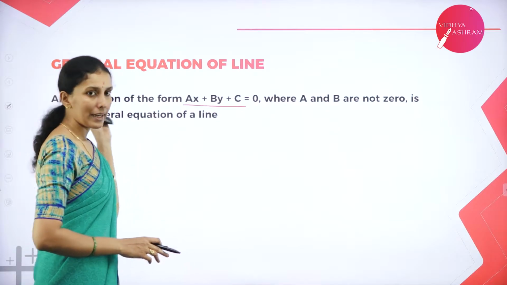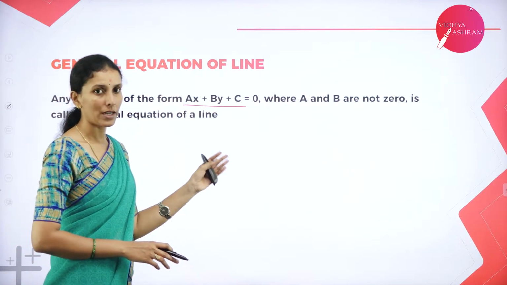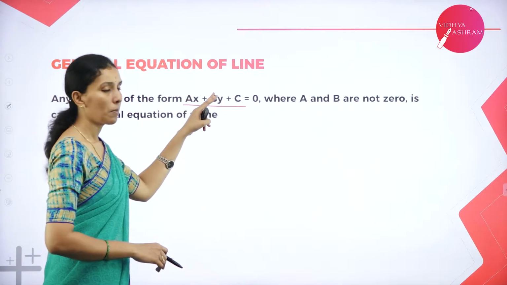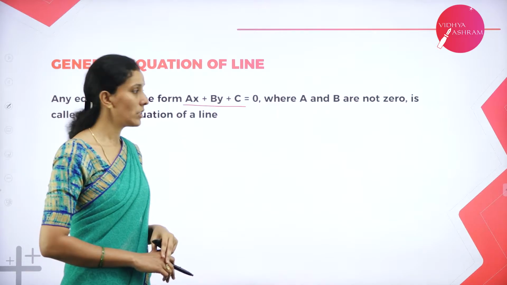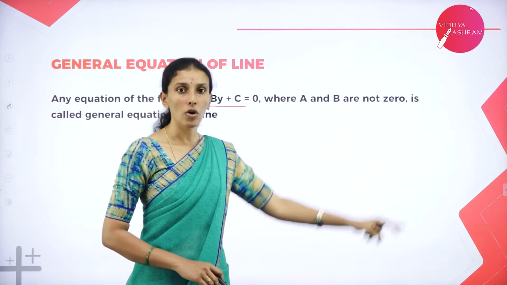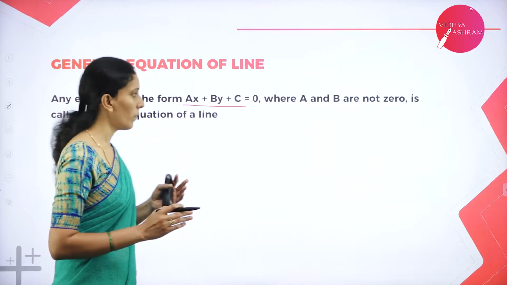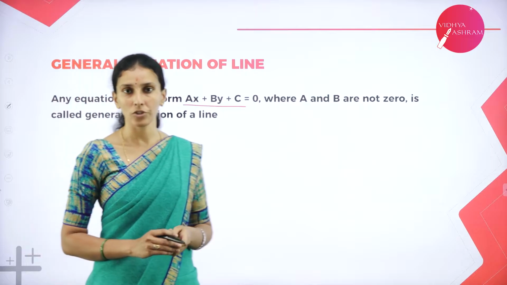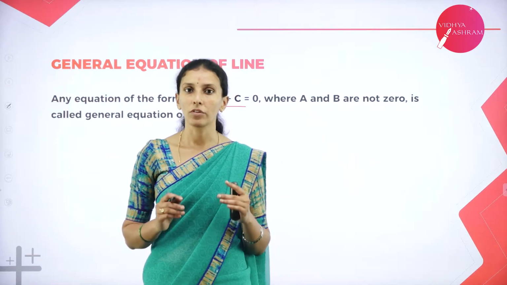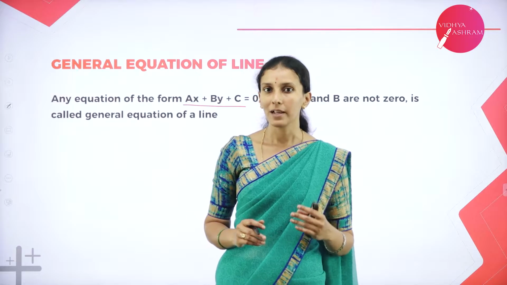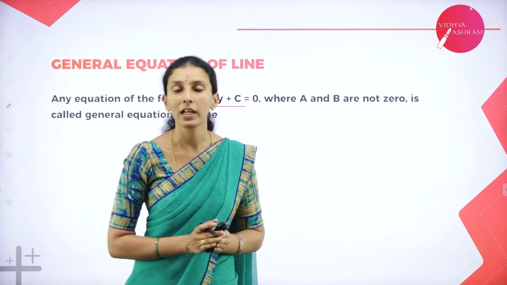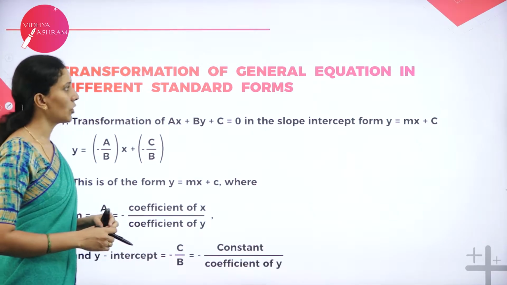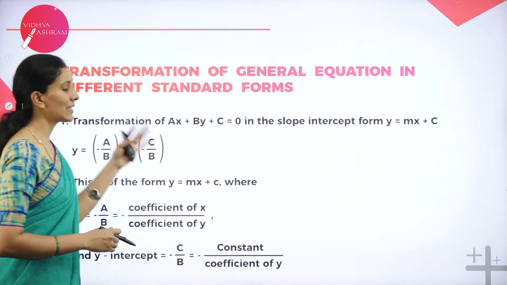So here any straight line is expressed in this general form, in the form of a linear equation, that is ax plus by plus c is equal to 0, where a and b are not 0, they cannot become 0. C is a constant, and it is called the general equation of a line. So the equation of the form ax plus by plus c is equal to 0 is called the general equation of a line.